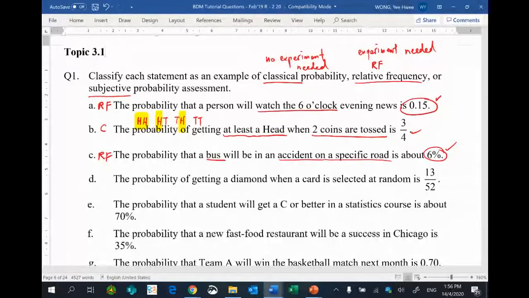D: The probability of getting a diamond when a card is selected at random is 13 over 52. We know we have 52 cards in one deck of cards, right? Then how many types of shapes do we have? We have 4 types of shapes, right?